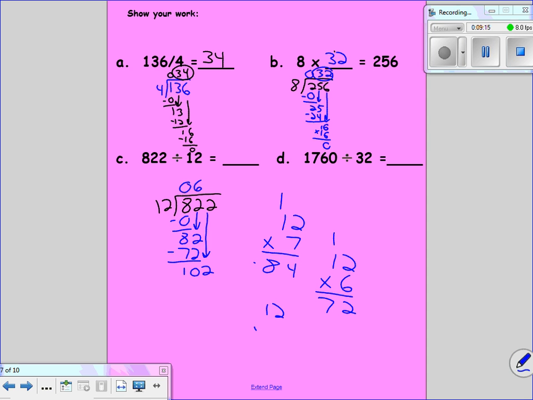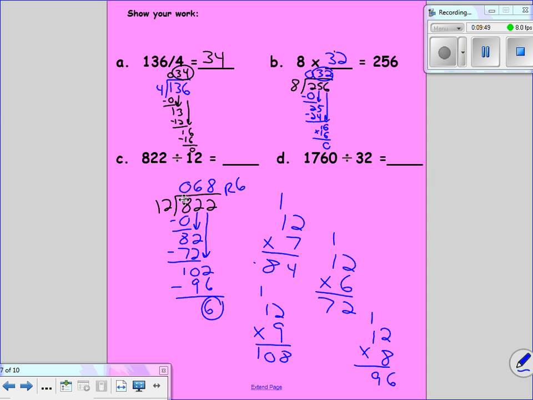We can get closer than 84 here. So let's go 12 times 9. Let's see what that equals. So we have 9 times 2 is 18. 108. It's too high. So we have to know it's 12 times 8. I know, kids, long division can be a lot of work. 8 times 2 is 16. 8 times 1 is 8, plus 1 is 96. So we're going to put an 8 here. I'm going to make this 96. Go ahead and subtract. Our answer is 6. This is a remainder 6.